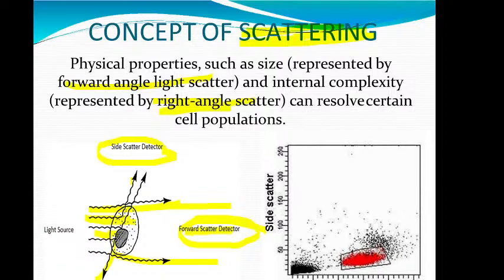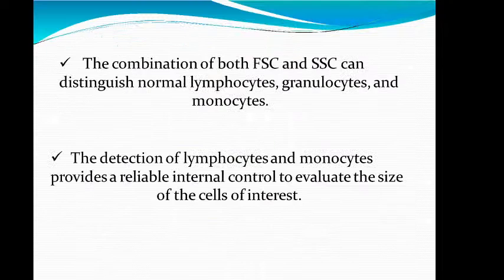I will show you more. So we have two types of scattering. We have forward scattering, we have side scattering. Forward when they pass through the cell, and side scattering when they just strike the cell and the light changes its direction.